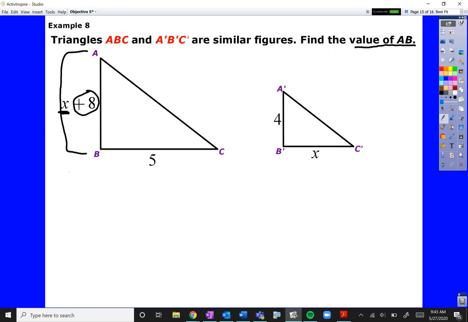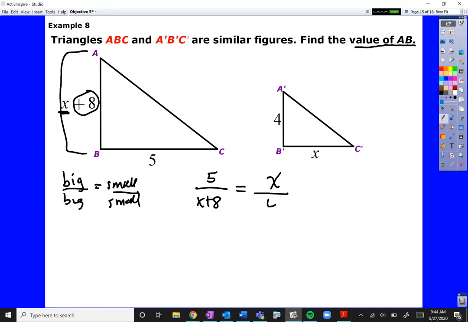Okay, so let's do the same thing. We'll do big over big, small over small. And let's switch it up. Let's do the bottoms in the top of the fraction this time. So let's go big bottom, which is 5, over big left side, which is x plus 8, and the small bottom, which is x, over the small left side. That's fine. We can flip the fractions. Need to put this in parentheses. So x times x plus 8 equals 20.